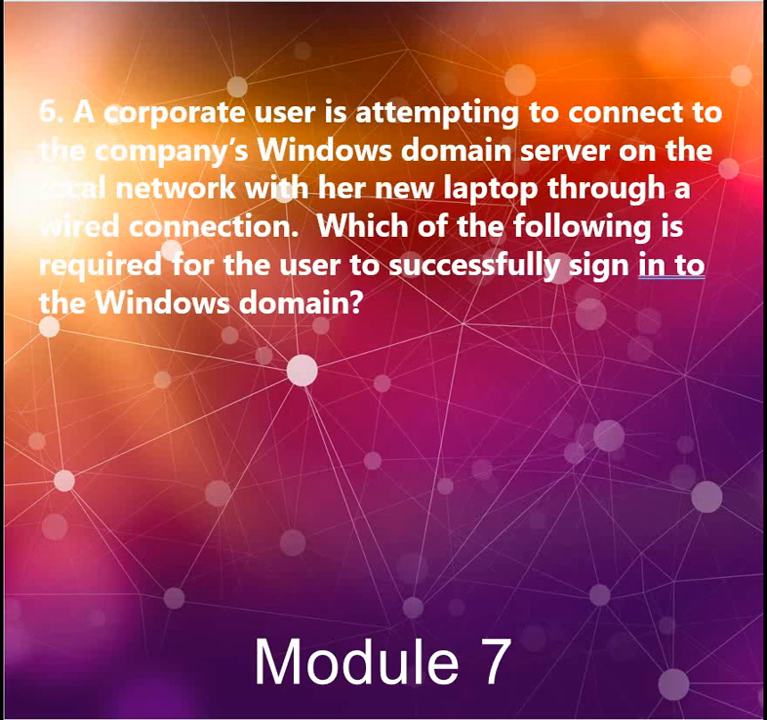Okay, on to question 6. A corporate user is attempting to connect to the company's Windows domain server on the local network with her new laptop through a wired connection. Which of the following is required for her to successfully sign in to the Windows domain? So first, a valid connection to a DHCP server on the LAN. That is incorrect. Connecting to a DHCP server, it'll assign you an IP address, but won't allow you on the domain.